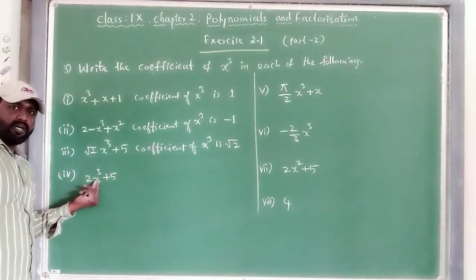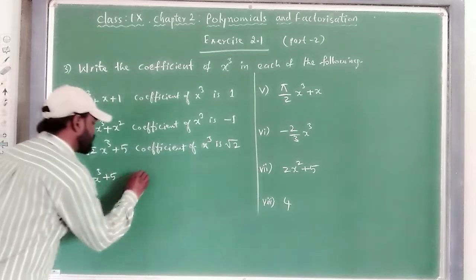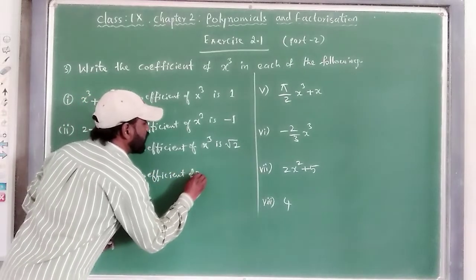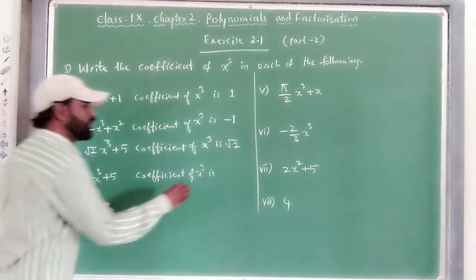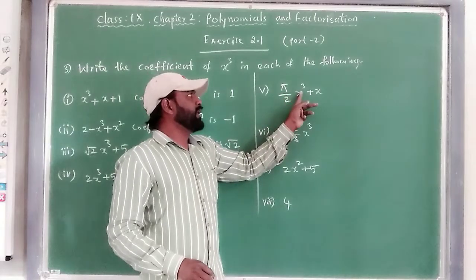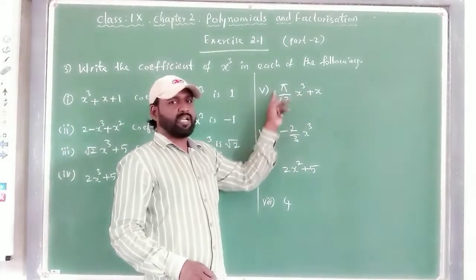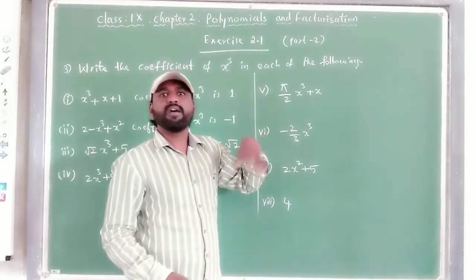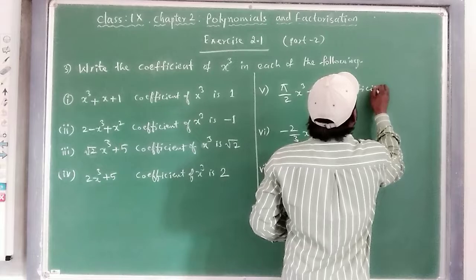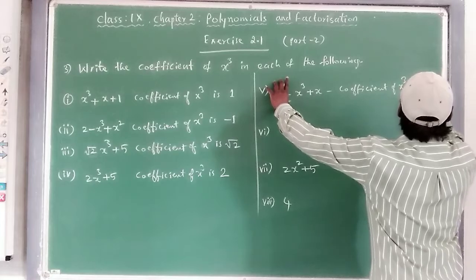Next, fourth one, you see: 2x cube plus 5. Only focus on the x cube term. In front of the x cube, whatever integer is written, that will become the coefficient. So the coefficient of x cube here is 2. Next is the fifth one: pi by 2 into x cube plus x. Focus on the x cube term. In front of x cube, whatever number is written, that will become the coefficient. So in this, the coefficient of x cube is the entire term, pi by 2.